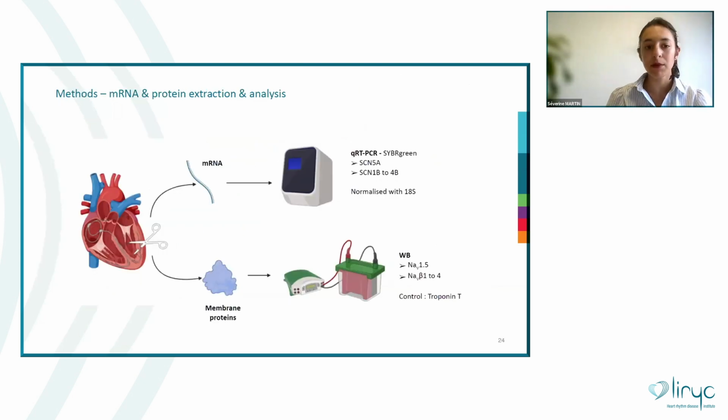So in a second time, they wanted to characterize the mRNA expression and the membrane protein expression inside these two groups. So they isolated Purkinje cells and ventricular myocytes in order to realize RT-PCR with SYBR Green, and they characterized the expression of SCN5A and SCN1B to 4B, and then normalized the expression with the 18S gene. For the protein parts, they characterized by Western blot the expression of the NaV1.5 channel and the subunits beta-1 to beta-4. And they used troponin T as control.